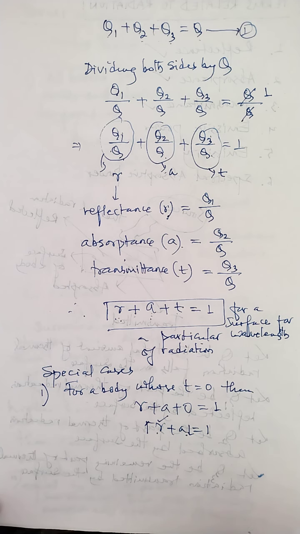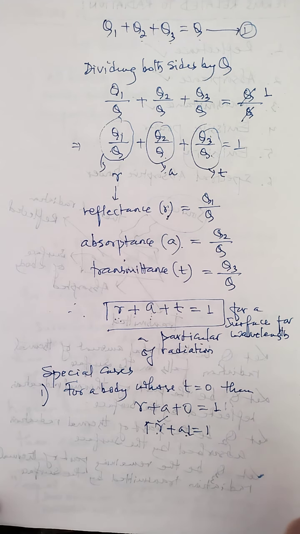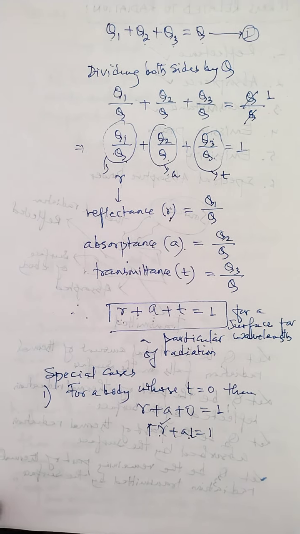Which means a body that is a good reflector of heat is a bad absorber of heat. At the same time, a body that is a good absorber of heat is a bad reflector of heat. And that means this particular case says that a good reflector is a bad absorber and a good absorber is a bad reflector. So this is one of the special cases from this relation. Now we have the next special case.